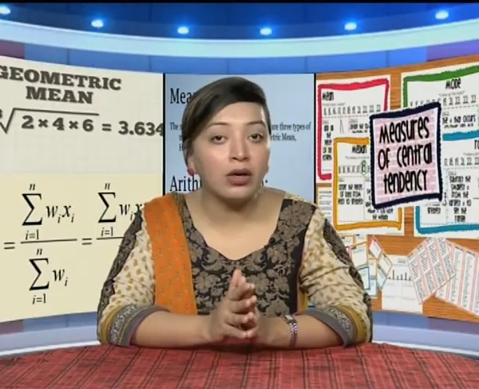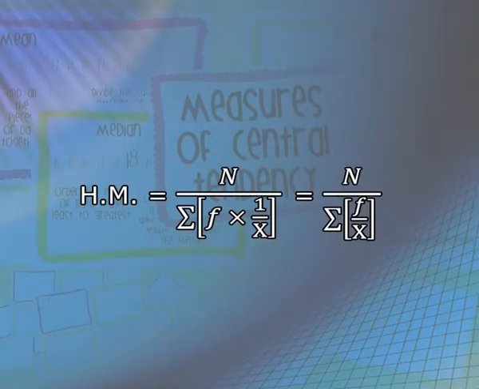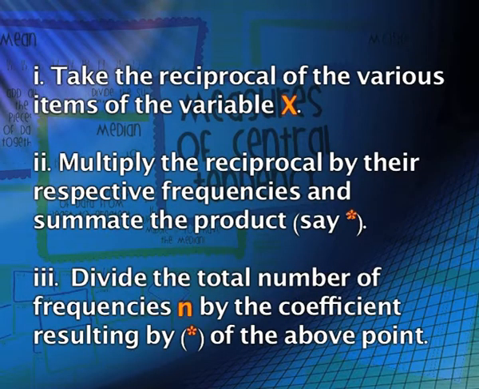In discrete series, we know harmonic mean is computed by applying the formula: harmonic mean is equal to n divided by sigma f times 1 upon x, which is equal to n divided by sigma f upon x. The steps involved here are: first, take the reciprocal of the various items of the variable x. Second, multiply the reciprocals by their respective frequencies and sum the products, say star. Third, divide the total number of frequencies n by the result of the star in the above point.